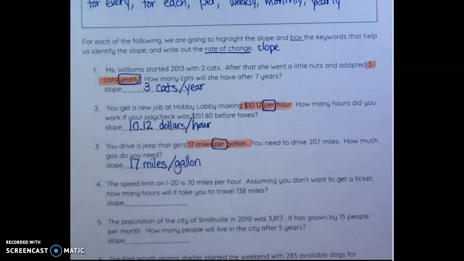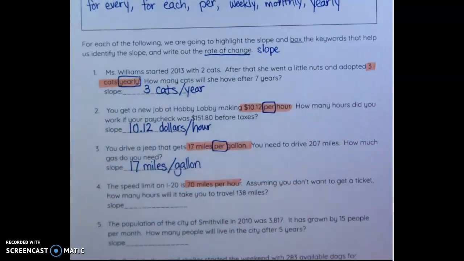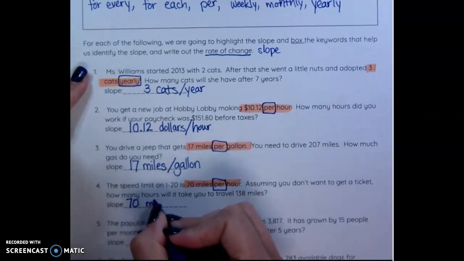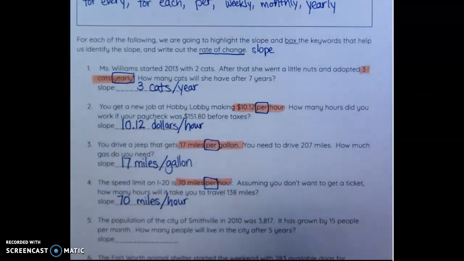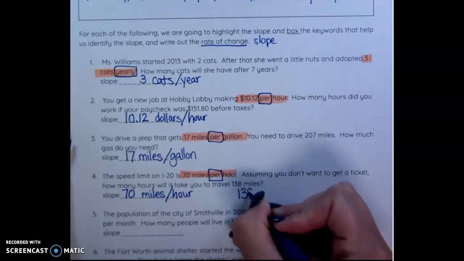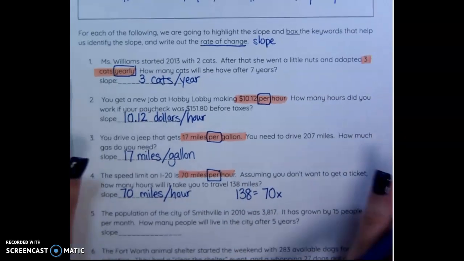The speed limit on I-20 is 70 miles per hour. That's true. Assuming you don't want to get a ticket, how many hours will it take you to travel 138 miles? 70 miles per hour. If you wanted to see what this looked like in an equation, again, we don't have to, but it would be 138, because that's how many you need to go, and then 70x. Just so you know what it would look like.